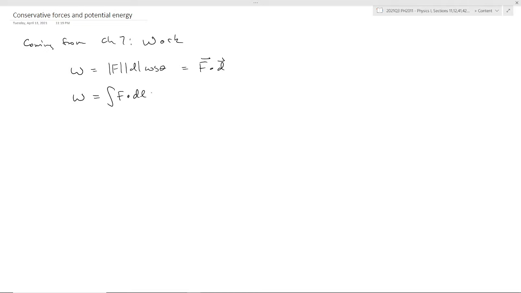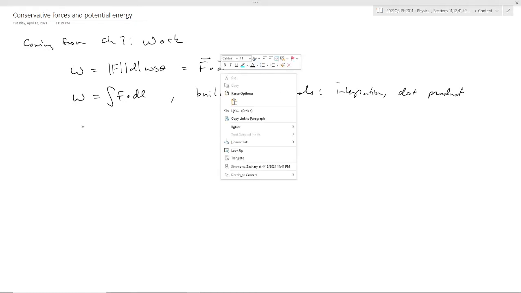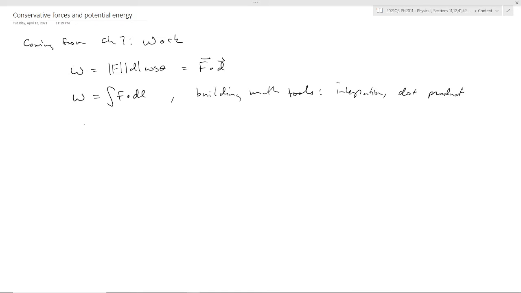And so like I said, we spent much of the chapter working on mathematical tools, integration principally, and the dot product, this vector mathematical operation. And then in the last section of chapter 7, we talked about the work kinetic energy theorem, which tells us that the net work is equal to the change in kinetic energy.